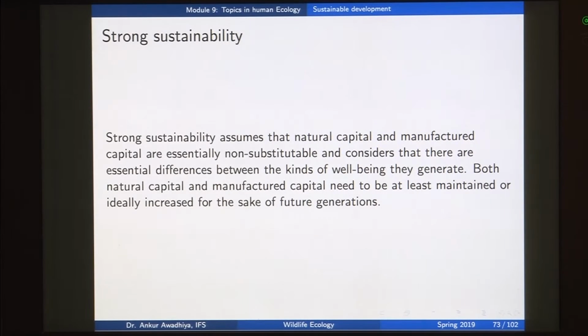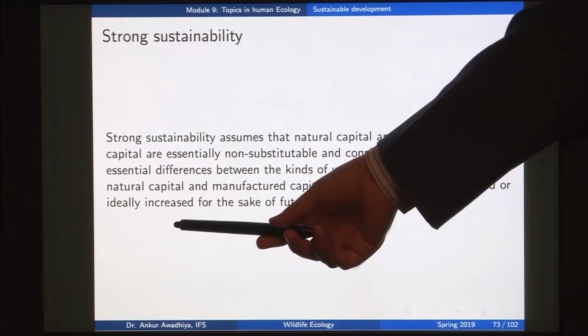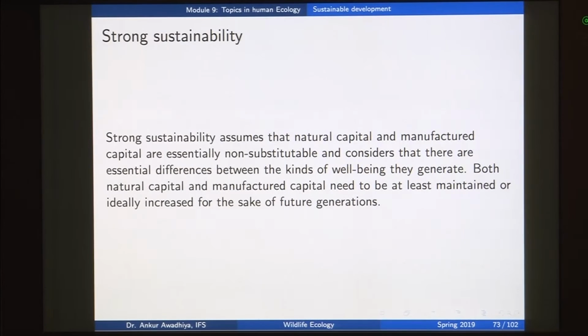So, these cannot substitute each other, because natural capital and manufactured capital are essentially non-substitutable, because they have essential differences in the kinds of well-being that they generate. So, both of these have to be maintained separately, and both of these have to be ideally increased for the sake of the future generations. For the sake of the future generations, we need more houses, but at the same time we also require more forests to take care of them.